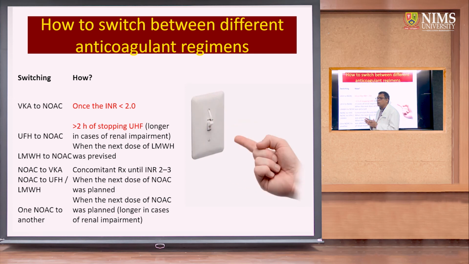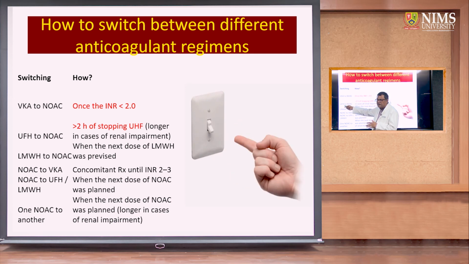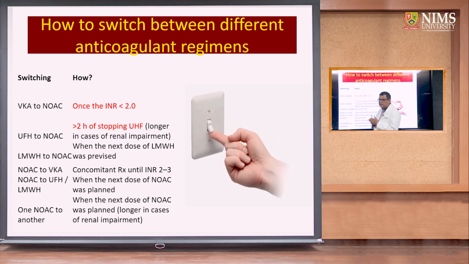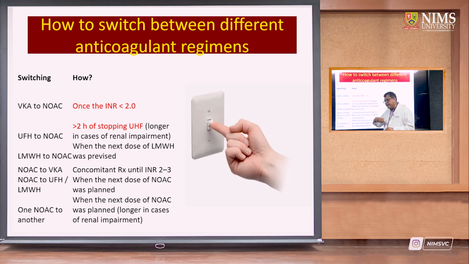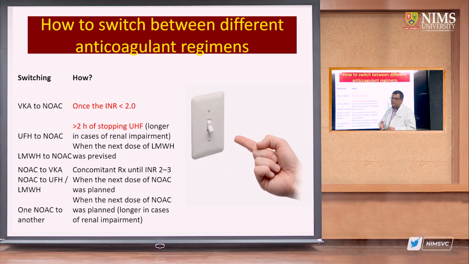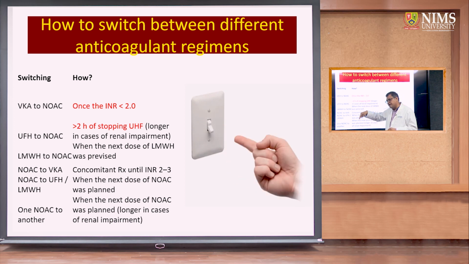If you have to switch from heparin to NOAC, what do you do? After the dose, wait for 2 hours. After 2 hours of stopping unfractionated heparin, you can start NOAC. So, if somebody is on infusion, then you stop the infusion, wait for 2 hours and then start NOAC. If somebody is taking low molecular weight heparin, then you wait for the time till next dose was due. So, suppose you are giving 6 hour low molecular weight heparin or 8 hour, so wait for 8 hours, and when the next dose was due, instead of that you give NOAC.